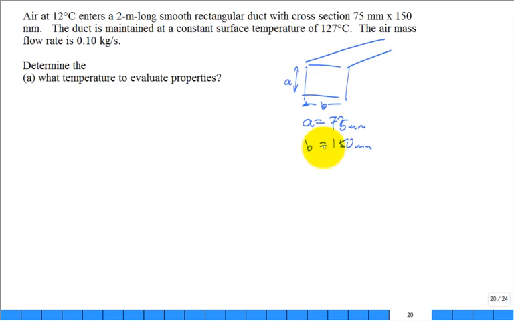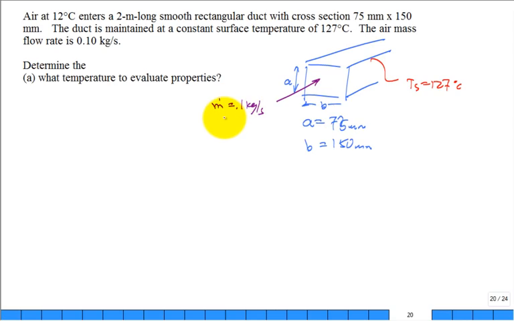All right. The duct is maintained at a constant surface temperature, Ts equal to 127 degrees C. And the air mass flow rate is so many kilograms per second. So we have this mass flow rate going down equal to 0.1 kilograms per second.